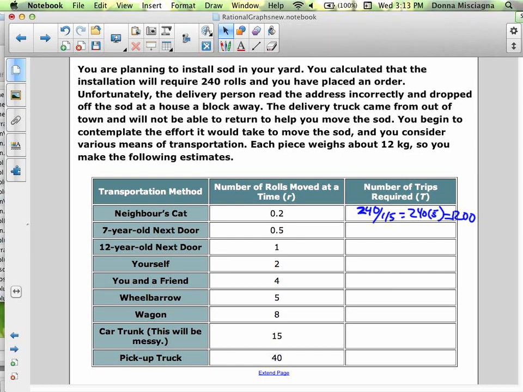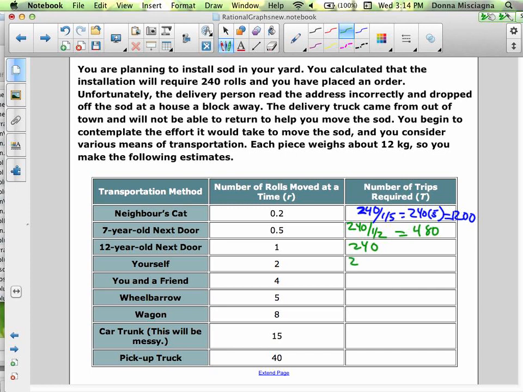Maybe not the best method. The 7-year-old can take half a roll. So if we divide 240 by a half, how many is that going to be? 120. No. Wait. If I cut something in halves, how many pieces would I have? 480. Oh. You multiply by the reciprocal. Yep.